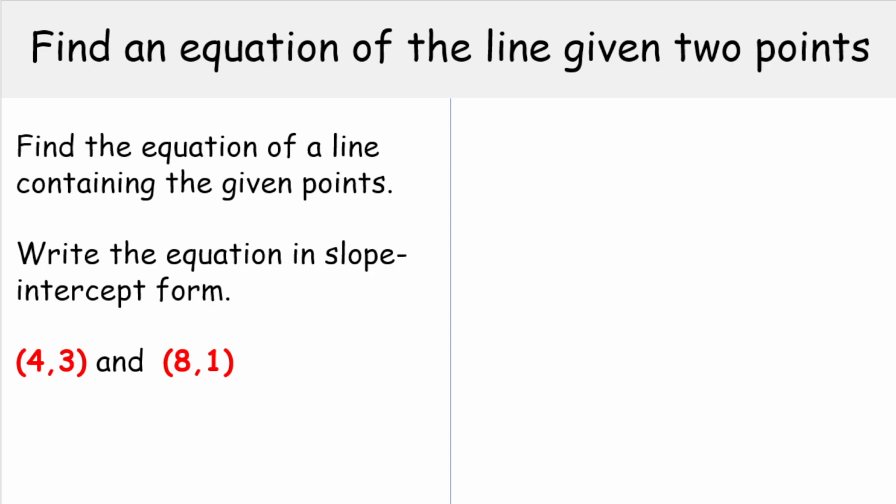Find the equation of a line containing the given points. Write the equation in slope-intercept form. So the points are (4, 3) and (8, 1).